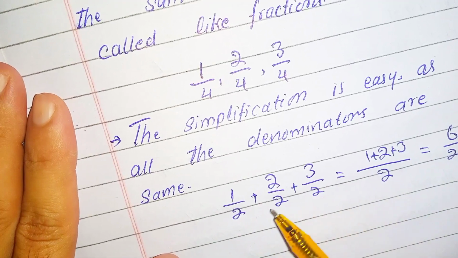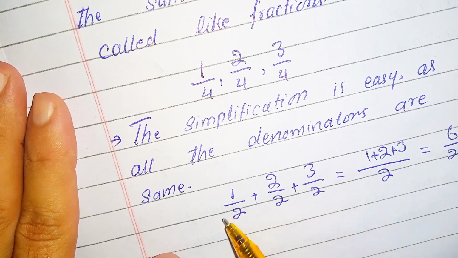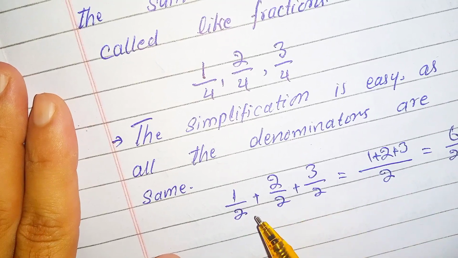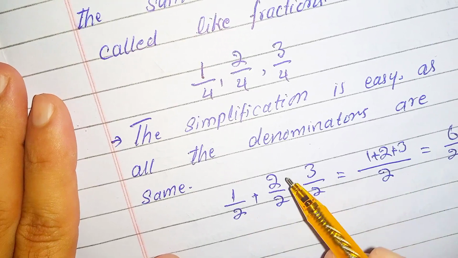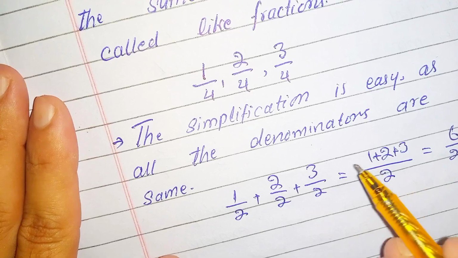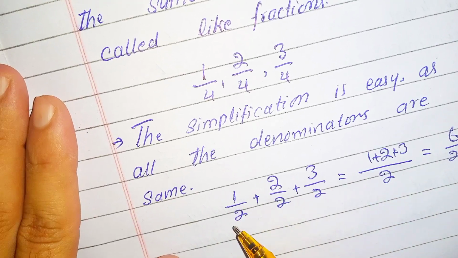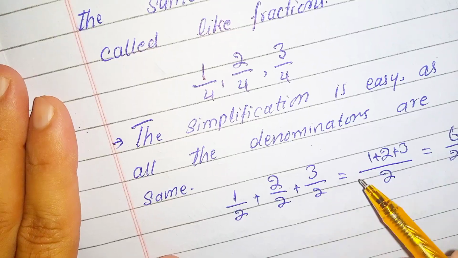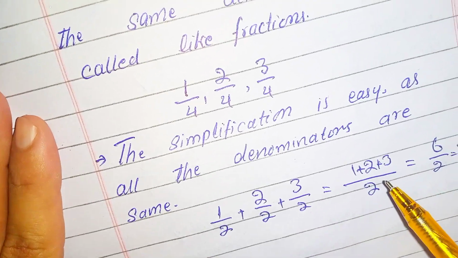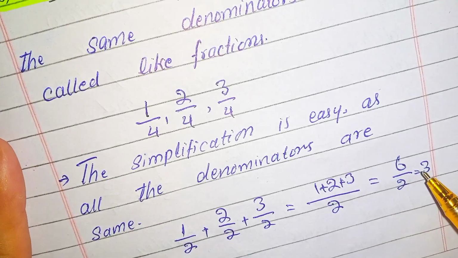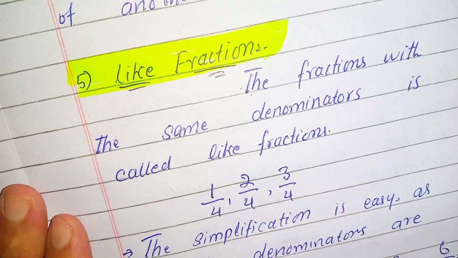So simply we will take the LCM of these fractions, which is 2, because the denominators of these fractions are the same. So we will take any one of the denominators, which is 2, and add the numerators simply. So the simplification of these fractions is very easy, right? Just like 1 over 2 plus 2 over 2 plus 3 over 2 is equal to 1 plus 2 plus 3 over 2, right? Which is equal to 6 over 2, which is equal to 3, right? So the simplification of like fractions is very easy.